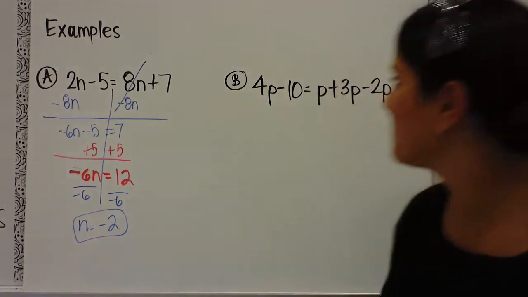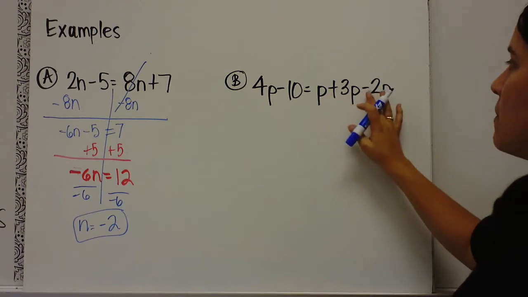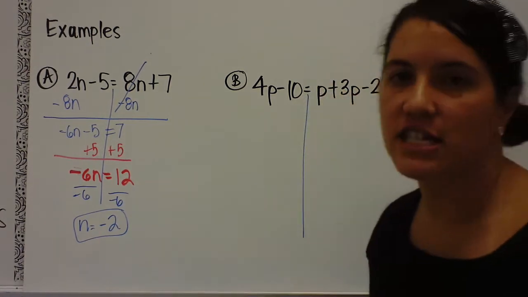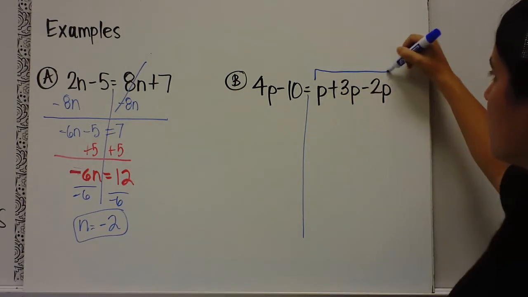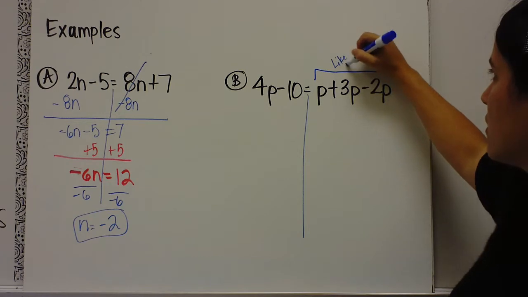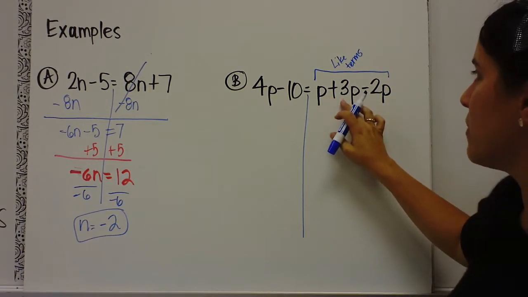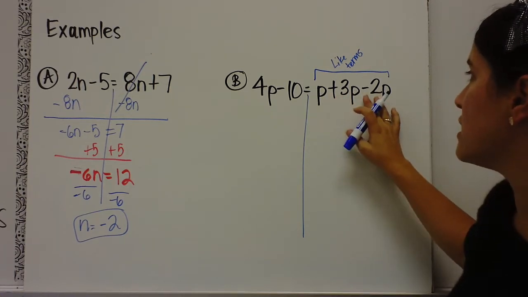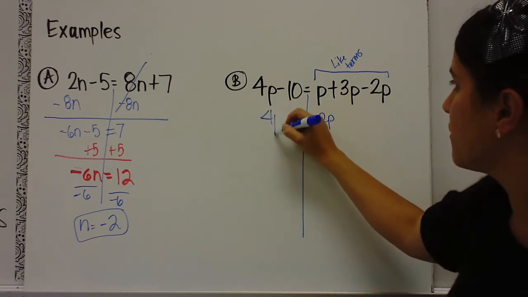Let me show you another one. 4p minus 10 equals p plus 3p minus 2p. I don't have any distribute, so I do have combined like terms. Look over here. All of these are like terms. So I can combine them. P plus 3p is 4p. 4p minus 2p is 2p. So all of this is equal to 2p.